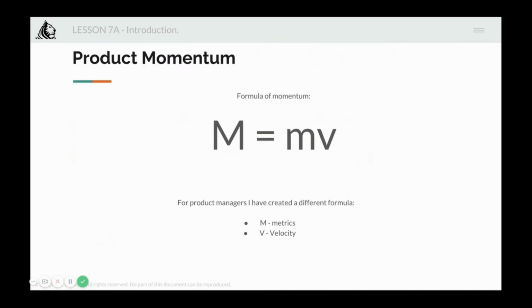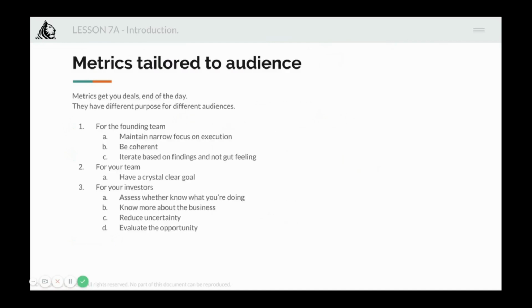They're the only way to quantify your theories, your efforts, your hypothesis, and I'm sure you have been doing this since ever. If you haven't, then please start right away. So metrics get you deals end of the day. Unless and until you are exactly quantifying and measuring what you are doing, it will be very difficult for you to do anything scalably.